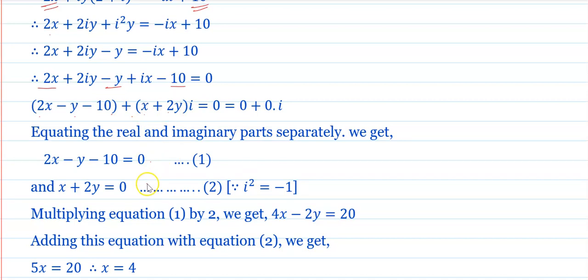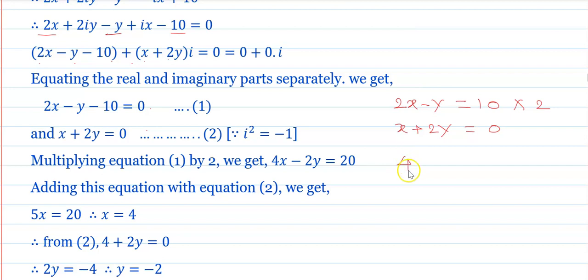Now we will solve these two equations. What are the equations? The first is 2x minus y is equals to 10. What about the second? x plus 2y is equals to 0. Multiplying equation 1 by 2, then you will get 4x minus 2y is equals to 20. Here is 4x minus 2y is equals to 20.